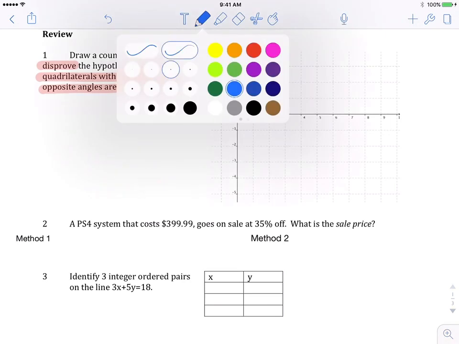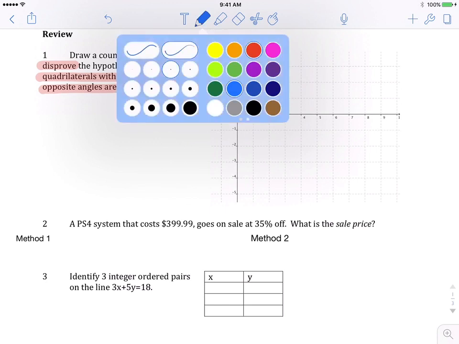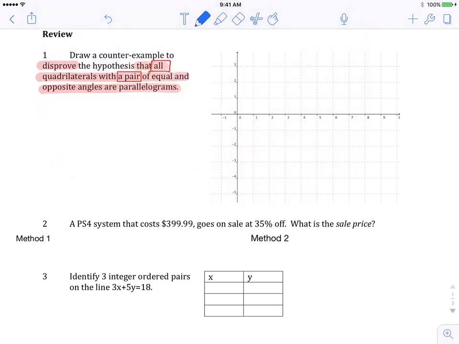are parallelograms. And you always want to watch out for words like all, right? All quadrilaterals with a pair of equal and opposite angles. So a quadrilateral, let's break that down. A quadrilateral is just simply a four-sided shape. So let's draw a four-sided shape that has a pair of equal and opposite angles. So I'm going to start at the origin. I'm going to try and go up three units here.